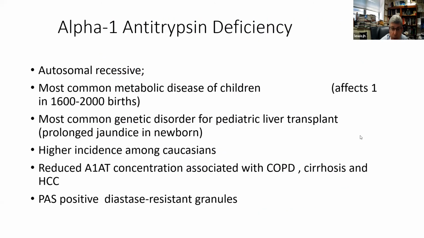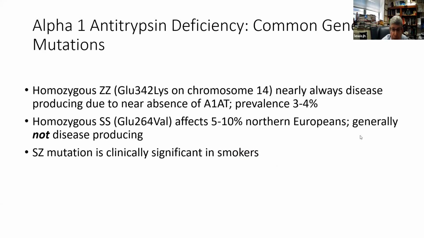And I think we've got a few minutes. We'll go over alpha-1 antitrypsin. Again, the most common metabolic disease of children. It's autosomal recessive. All of these are autosomal recessive. There's a higher incidence among Caucasians, and it's associated with COPD. So if you've got cirrhosis in a heavy smoker who's also puffing and wheezing, think alpha-1 antitrypsin deficiency. The biopsy will show diastase resistant PAS positive granules. These little red granules show up on biopsy. It's quite easy to see.